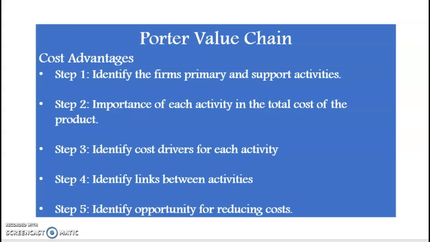To gain cost advantage, a firm has to go through 5 analysis steps, which are: Step 1, identify the firm's primary and support activities. Step 2, importance of each activity in the total cost of the product. Step 3 involves identifying cost drivers for each activity. Step 4 is identify links between activities, and step 5 is to identify opportunities for reducing costs.